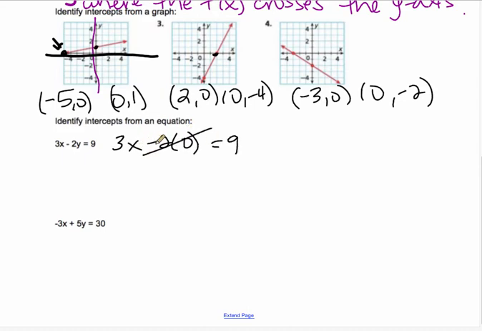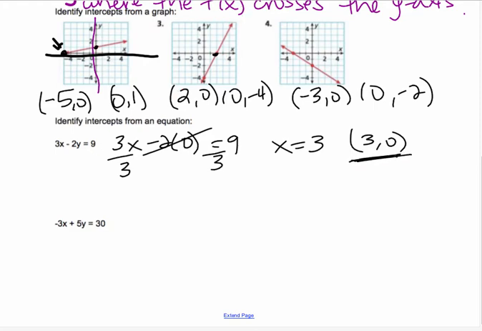So I really can just cover that up. I can just cross that out. Now I divide by 3, x equals 3. So that would be 3, comma 0. You must remember that the x and y intercept are coordinate points. Okay, so if I ask for the x-intercept, this is what I'm looking for.